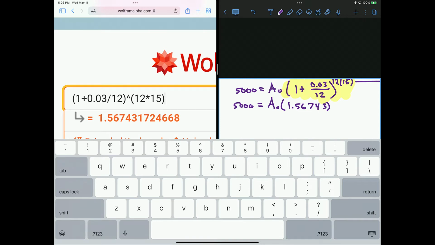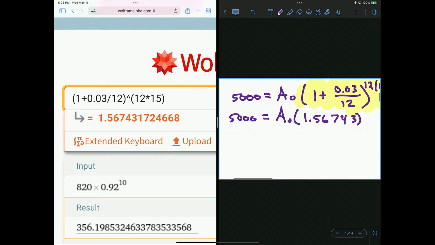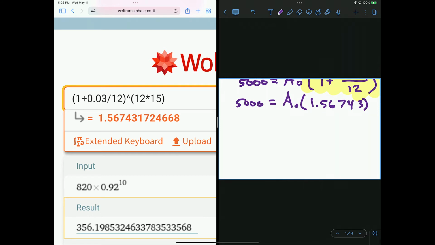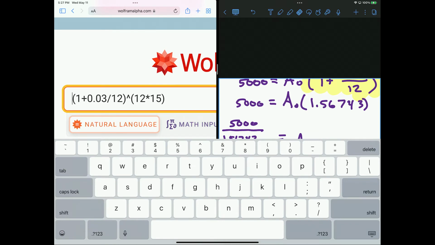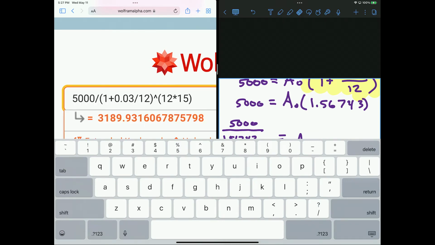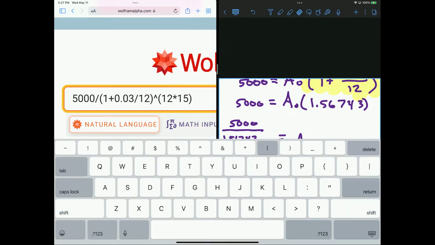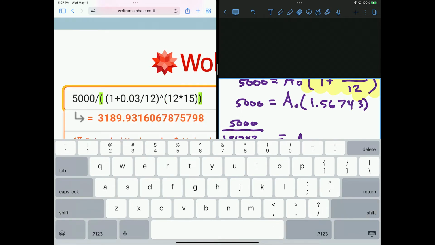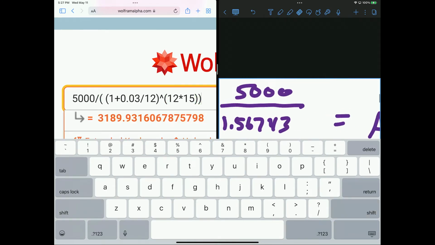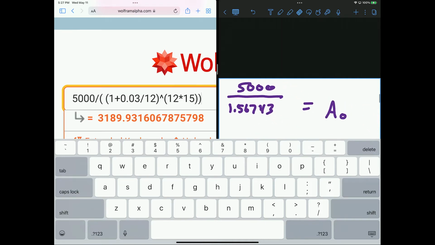If we're trying to solve this for A0, which is the initial starting amount of money that we had, our next step would be to divide both sides by that 1.56743. So the A0 should be 5,000 over 1.56743. Or if I'm being lazy, I can come over here and just say 5,000 divided by that. And you can use parentheses just to make sure that you actually are getting everything in the denominator there. So I could have typed that in manually by hand, but being lazy, I just did what I did.